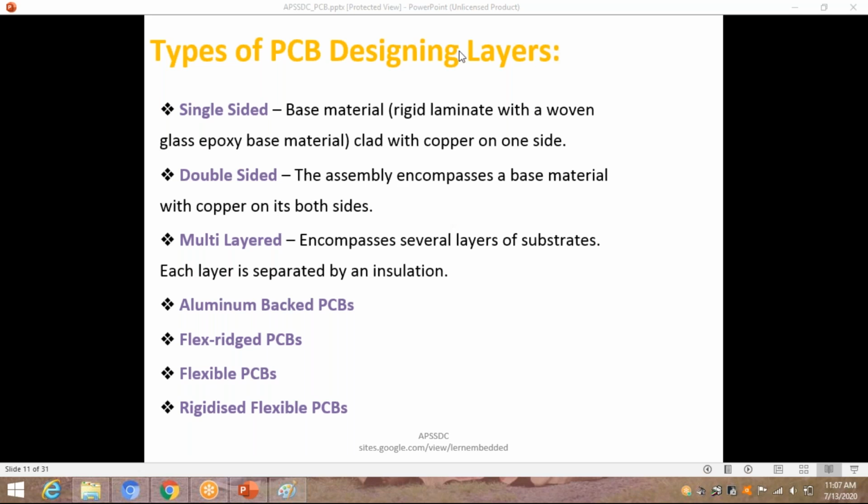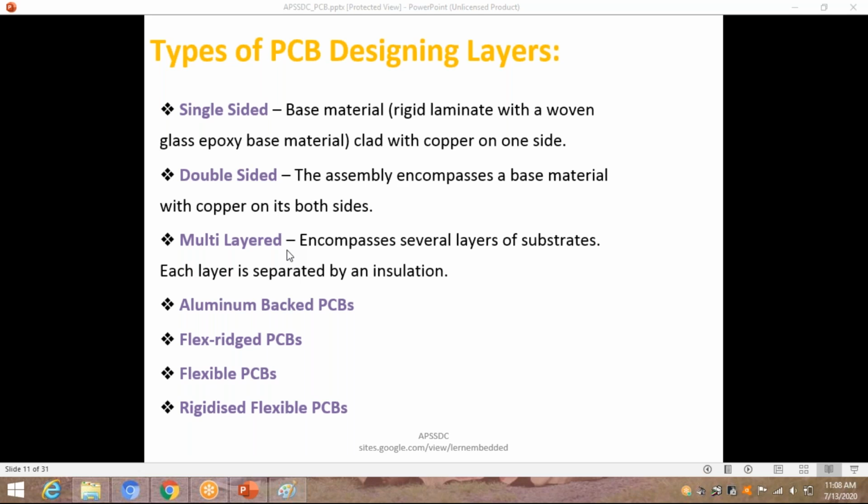There are several layers. Companies are designing more and more layers. Multi-layered PCBs are nothing but several layers. Between each layer, there is an insulating material. All of you know what an insulator is? Yes, sir. Each layer is separated by an insulating material, and each layer consists of conducting material where we can take the electrical paths.